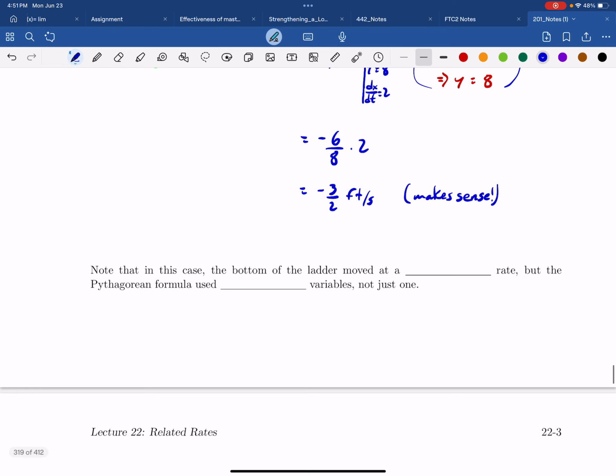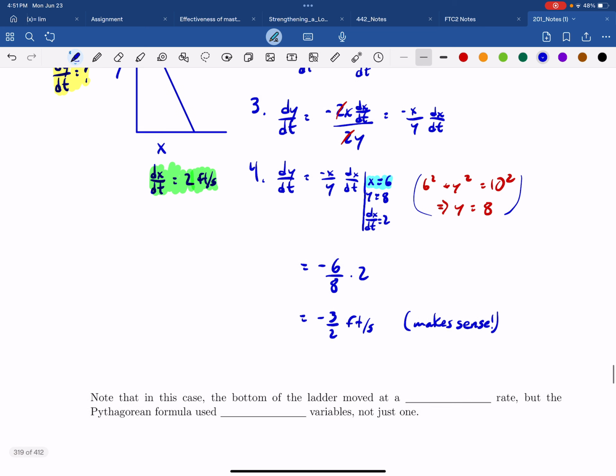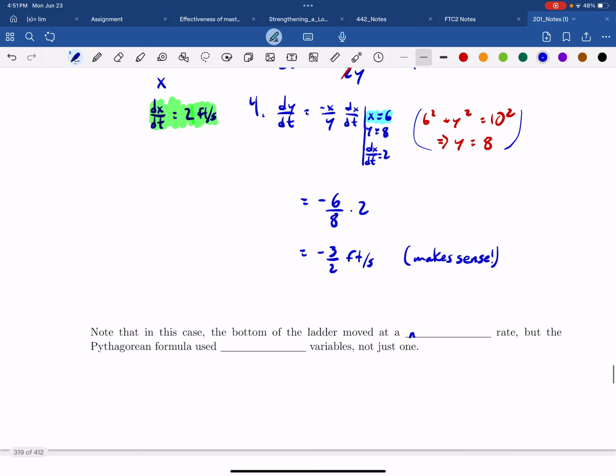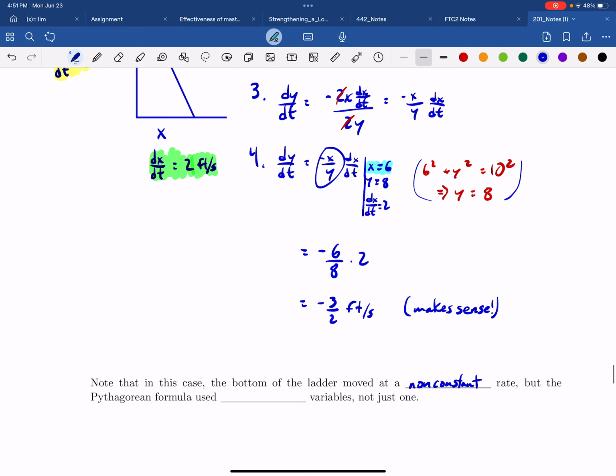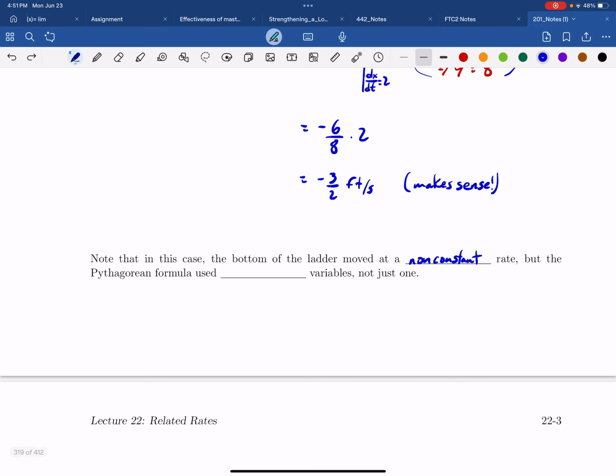Okay. So note that in this case, the bottom of the ladder moved at a certain rate. The Pythagorean theorem, it did not actually move at a constant rate. That's not quite right. I should say a non-constant rate. Right? Note that the bottom of the ladder moved at a non-constant rate, because it depended on the values of x and y. Right? But the Pythagorean theorem formula used 2 variables, not just one. That makes things a little difficult.